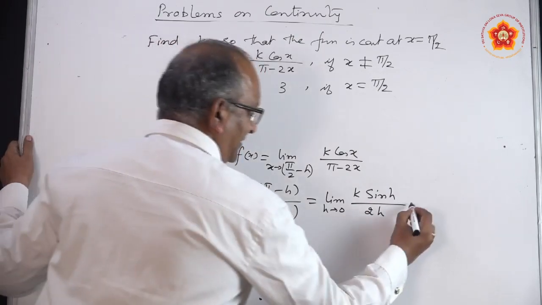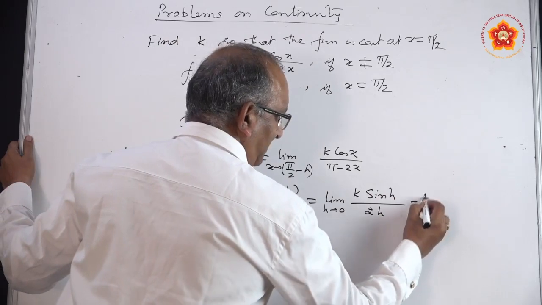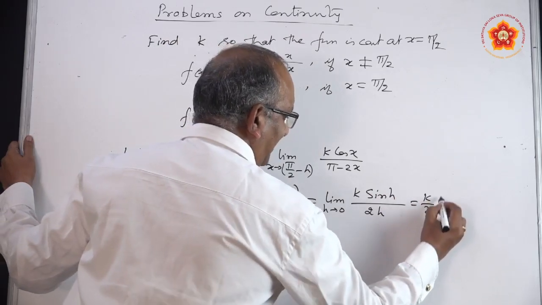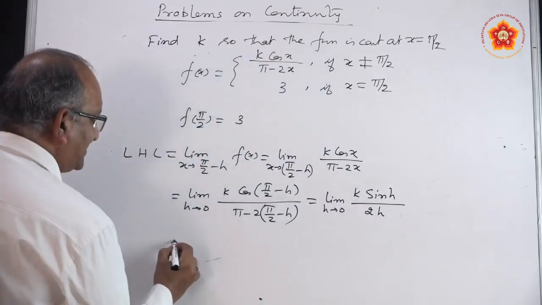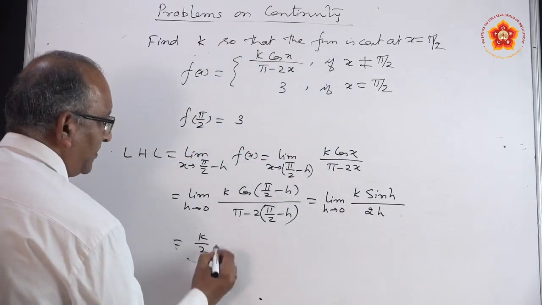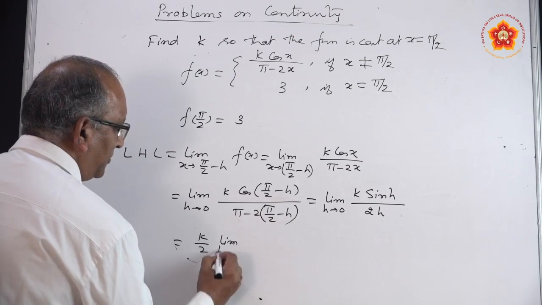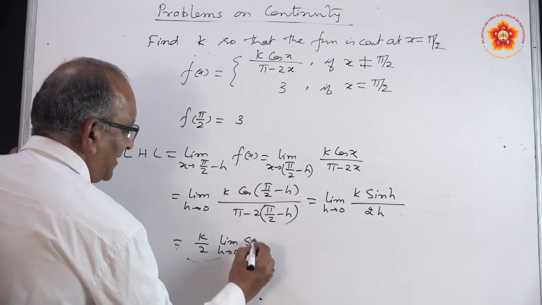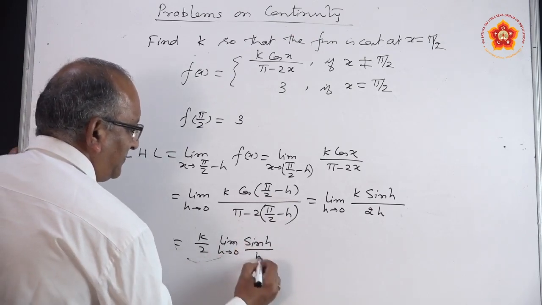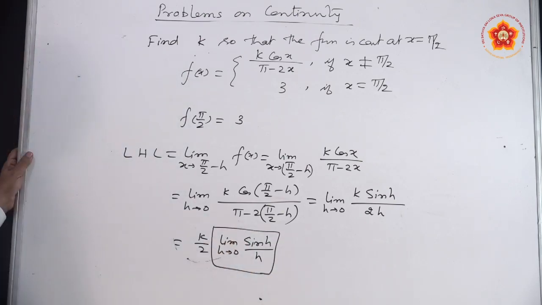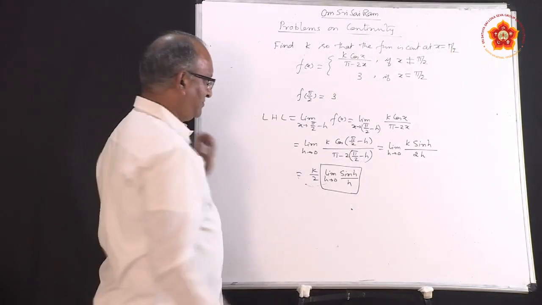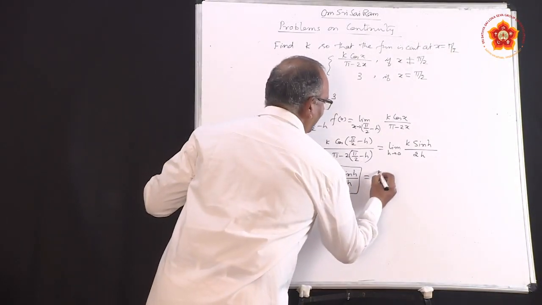So, this can be written as k by 2. Remember, it is a constant, so it can be written outside, and we can say it is equal to k by 2 times limit h tending to 0 of sin h by h. Just like the previous problem, we know that limit h tending to 0 of sin h by h is equal to 1. So its value is k by 2.